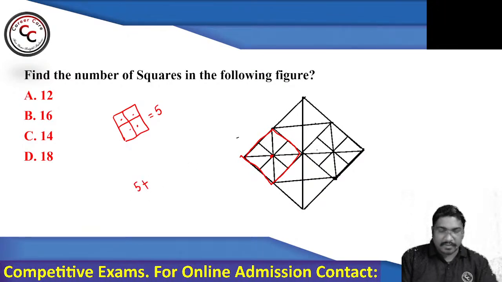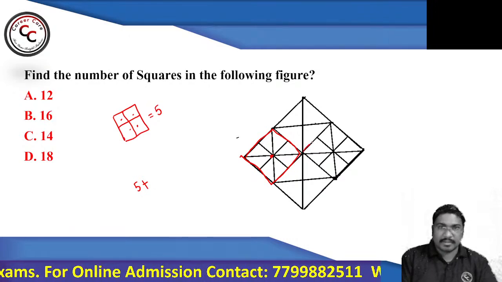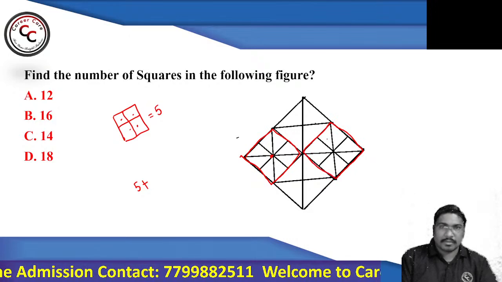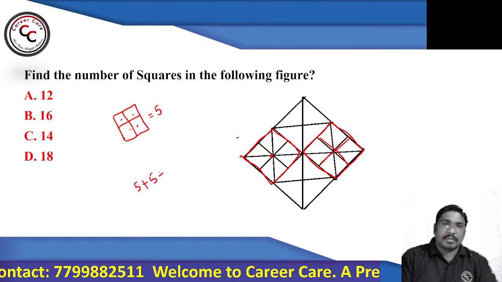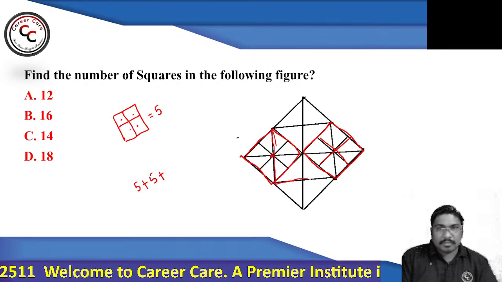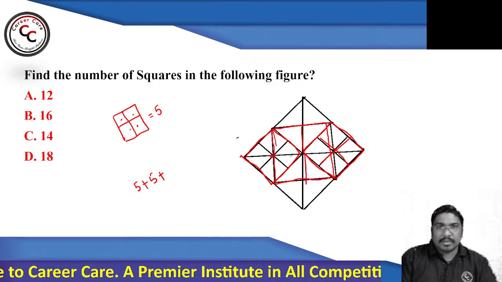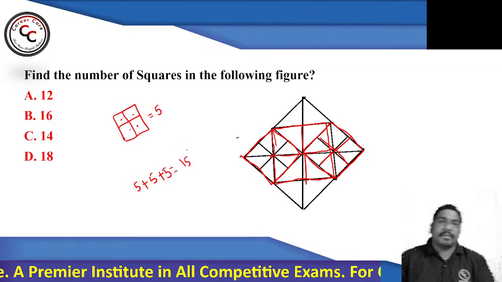Similarly, understand carefully. Balu is saying 18. Janaki is saying 14. Let's see. Again, see here. Here also you can find the same shape. 5 plus in the center. Okay. Here also you can say 5. So 5 plus 5 plus 5, 15 are over.